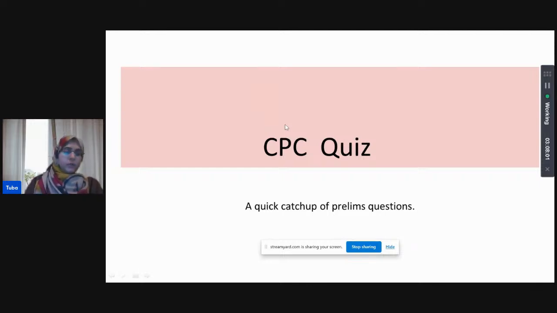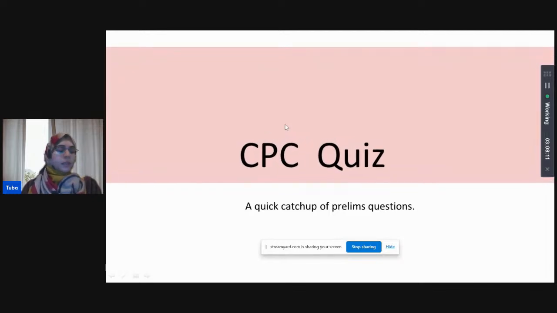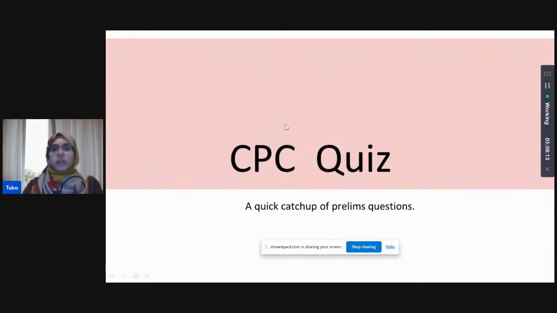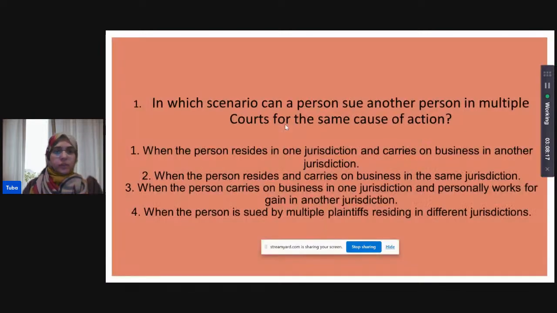So this is your civil procedure code quiz for your Madhya Pradesh prelims, which are right about to happen. I hope you have taken the mock test and you're all set to go and ready to answer the questions correctly. So here we go. Here is the first question.